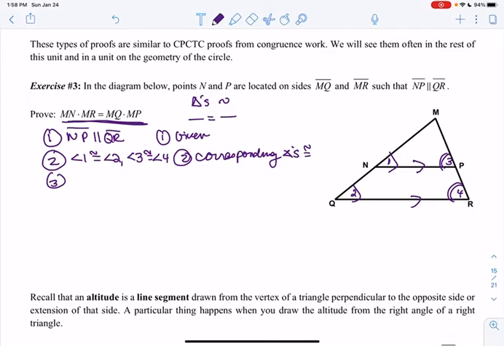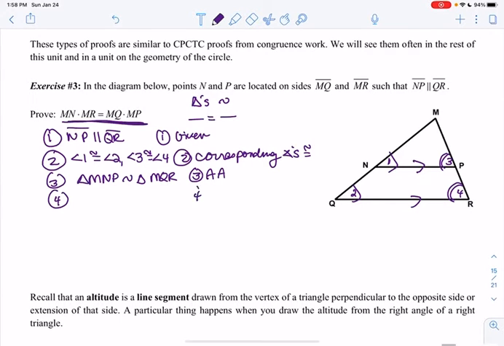All right, and I have angle. Now, it's also true that they share angle M, so I can say angle M is congruent to angle M, but I don't need to do that. I have two angles, and that's all I need. So triangle MNP is similar to triangle MQR. And the reason is angle, angle.